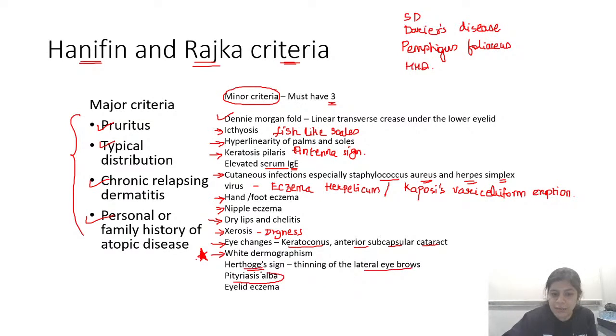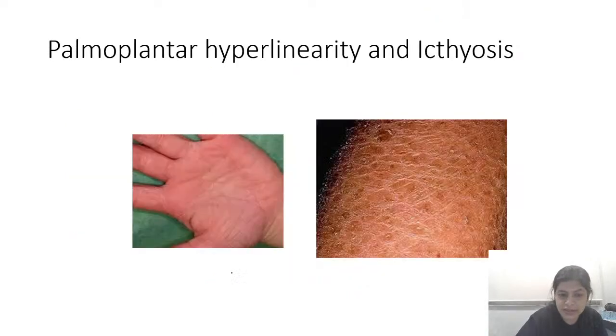What is Pityriasis alba? Pityriasis alba, again a very important MCQ. Pityriasis alba is one of the manifestations of atopic dermatitis. It's an endogenous eczema which manifests as a hypopigmented, minimally scaly patch on the face, usually seen in children. Okay, so Pityriasis alba, please remember, it's a kind of an endogenous eczema. Okay, and as I already mentioned, these children tend to have eyelid eczema recurrently. So this is a manifestation.